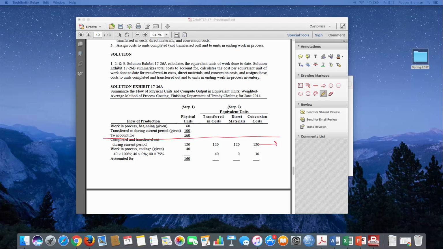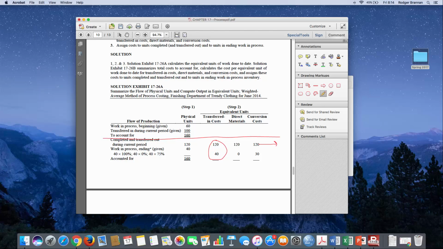Now, with respect to equivalent units, in this case, since they're coming in, I can't add anything more. They come in complete from the other departments. So in a sense, these will always be 100% from transferred in. All the work was done in the preceding departments.